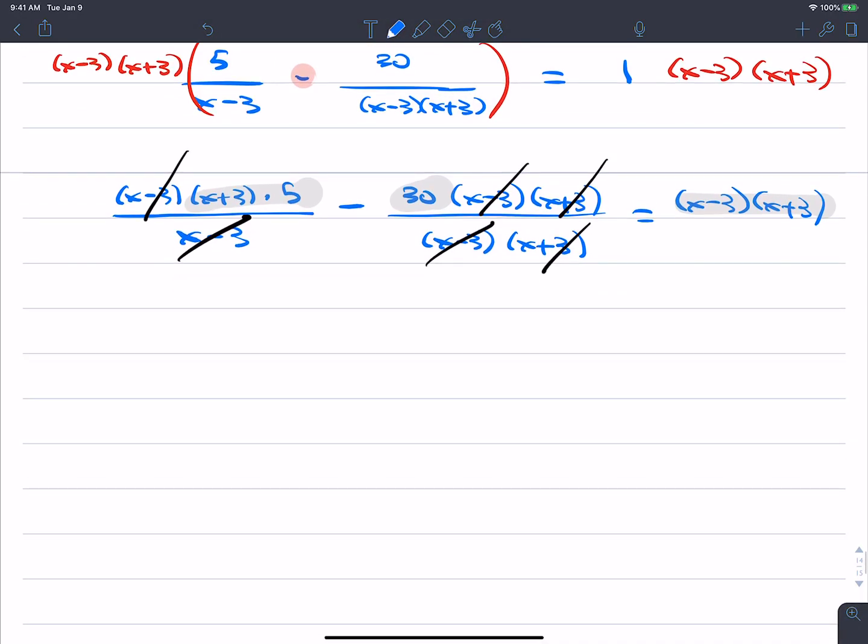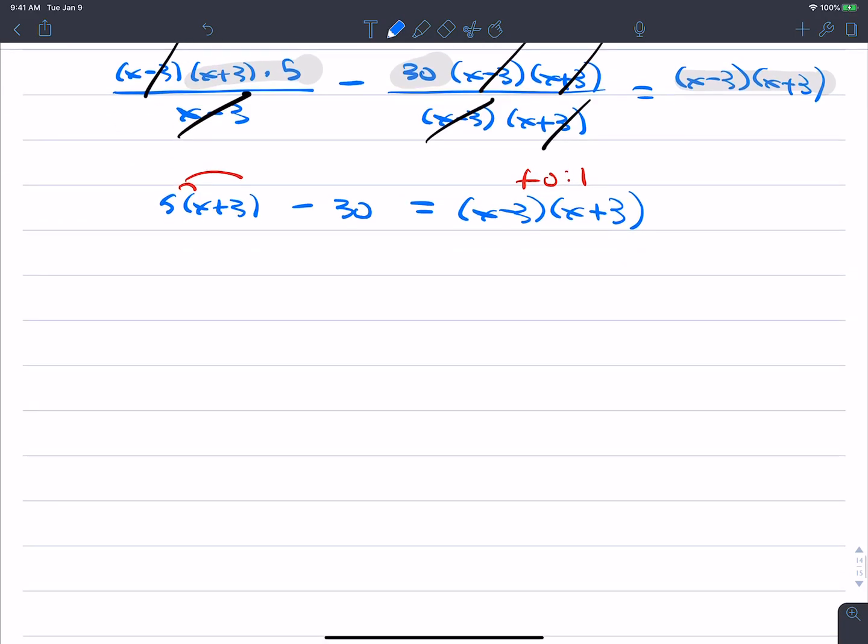So we have now what? 5 times (x plus 3) minus 30 is (x minus 3) times (x plus 3). So what would you guys do with this now? What's the algebra here, right? We're gonna have to distribute here, and what do you guys do over here? You FOIL, is that true?